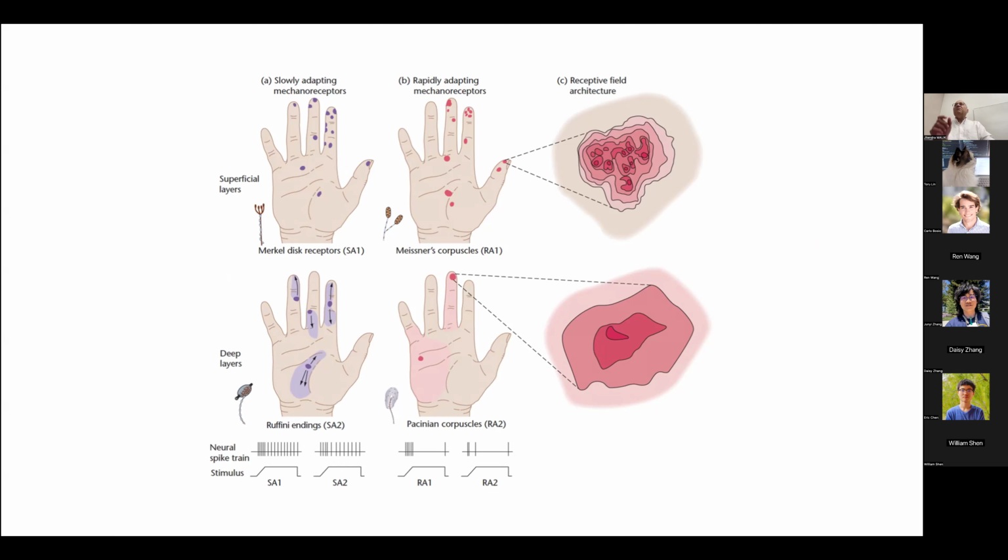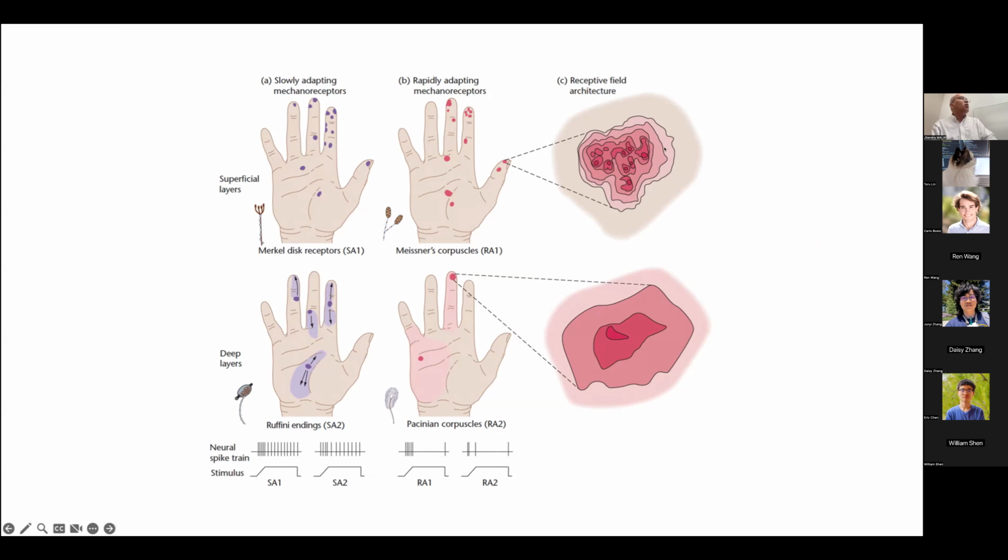At the early stages, the receptive fields are small. And at the higher stages, the receptive fields are large, right? Initially, they might just respond to a vertical line in a few pixels. At the late stages, they might respond to a face anywhere. Okay. So the receptive fields of these Merkel discs and Meissner's corpuscles are small. You can see that in the diagram here, right?